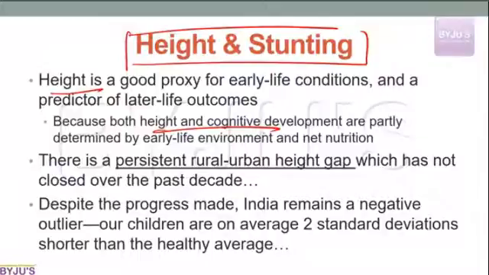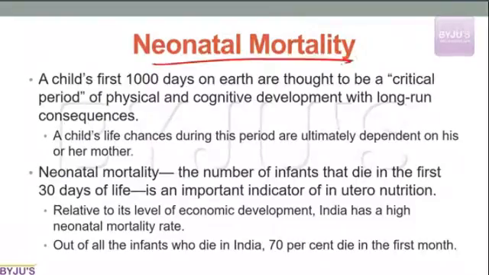So overall, if height is low, here we're not talking about normal differences in height, we're talking about stunted growth versus normal growth. So there is a rural urban height gap. Rural children are much more stunted in comparison to urban children, and even across the world our children are much shorter than the healthy average, which is acknowledging that Indian children tend to be stunted. So that is a problem which has to be corrected.